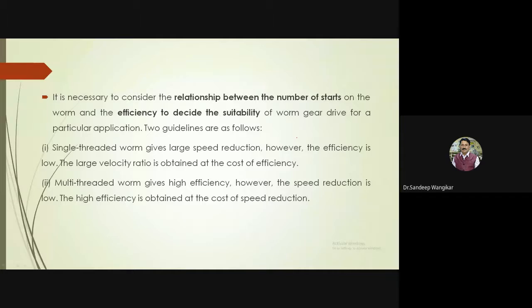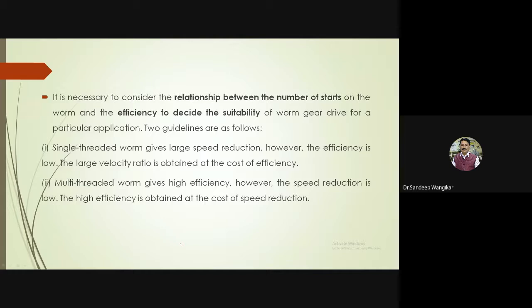Then there are certain considerations in this particular worm and worm gear drive. It is necessary to consider the relationship between the number of starts on the worm and the efficiency to decide the suitability of the worm gear drive for a particular application. So two guidelines are given. Let me highlight this, as we are continuously using this term, number of starts.